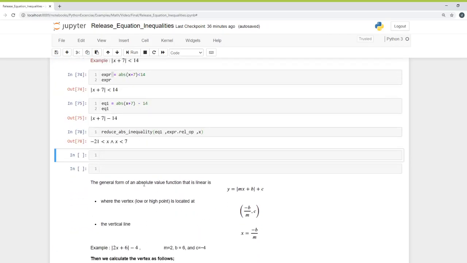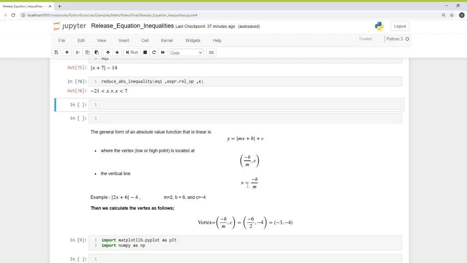So this is our absolute value. Let's create a chart of an absolute value equation. The general form of an absolute value function that is linear is y is equal to the absolute value of mx plus b, plus c. This is x plus 7, minus 14. Here 1 is m, x plus 7 gives b, and c is our minus 14. The vertex of this is minus b by m, comma c. The vertical line, that is the middle line, is x equal to minus b by m.